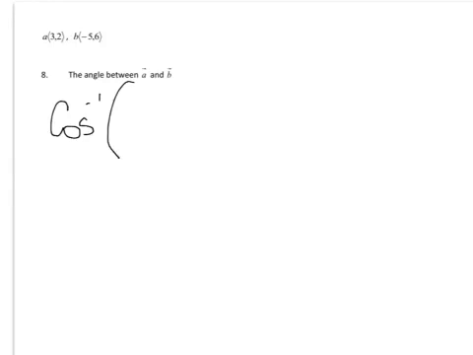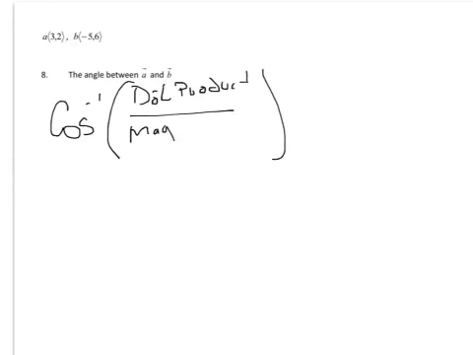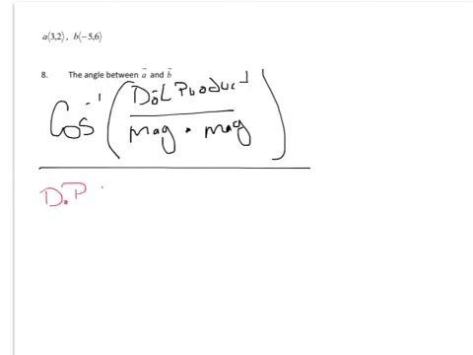cosine inverse of the dot product all over magnitude of the one vector times magnitude of the other vector. Okay, so here's our formula that we're going to use. So, first part is the dot product. So the dot product is going to equal our x's multiplied plus our y's multiplied.